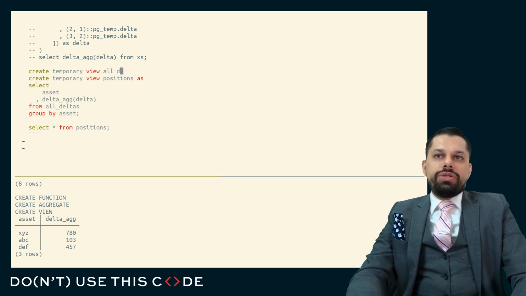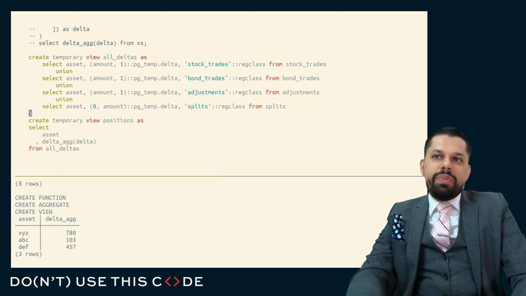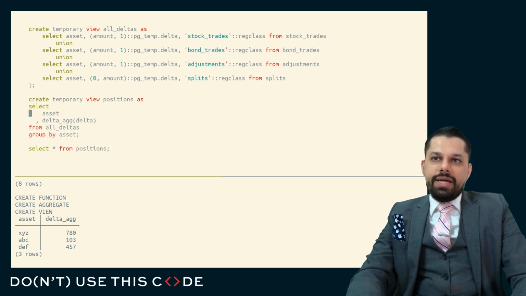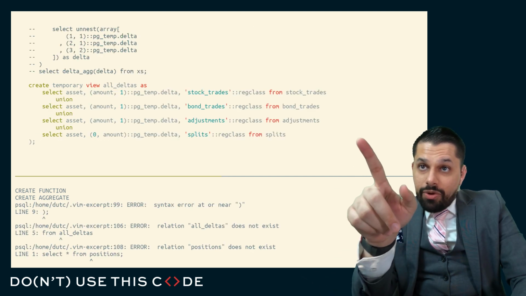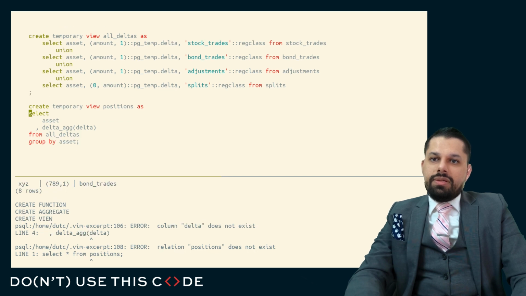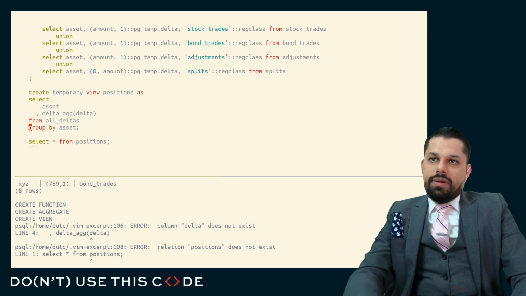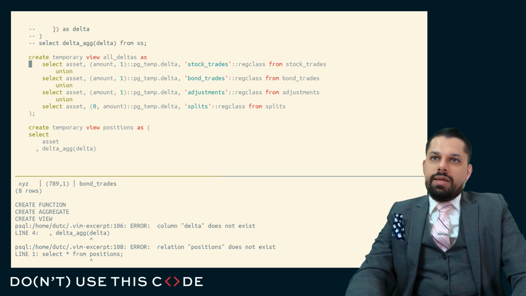So here we can call this all deltas, or whatever. Maybe all trades might be another name for it, but I think you get the idea. And then here we'll call this all deltas. And let's make sure we did that right. Create temporary view all deltas as that. And here, create temporary view positions as this. I think we have to parenthesize this here and here. We'll parenthesize this here and here as well.